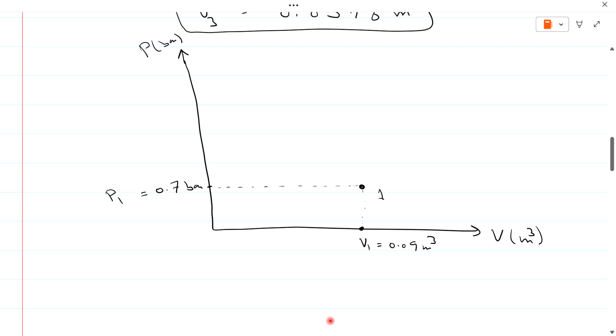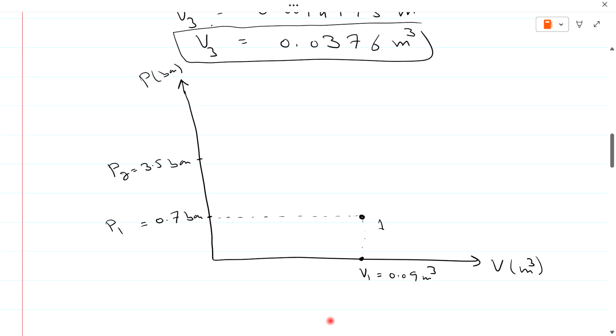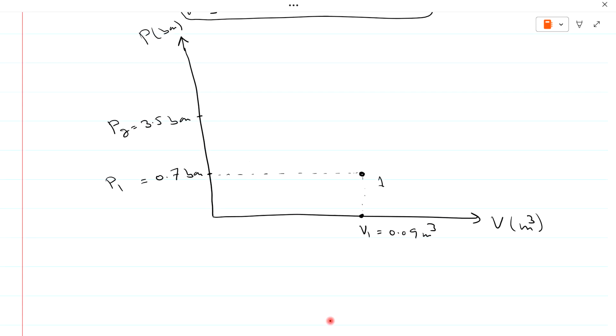For the second process, pressure is increased to 3.5 bar and volume is decreased. The second process is at constant volume, so V2 is equal to V3. This is also V2. V2 is equal to V3, which is 0.0376 cubic meter. So this will be the second process.